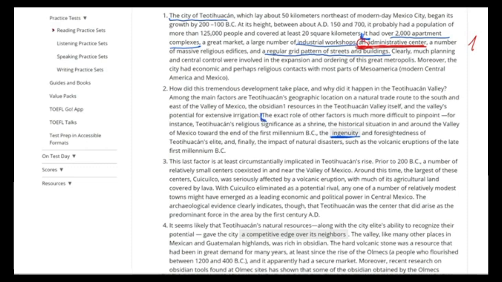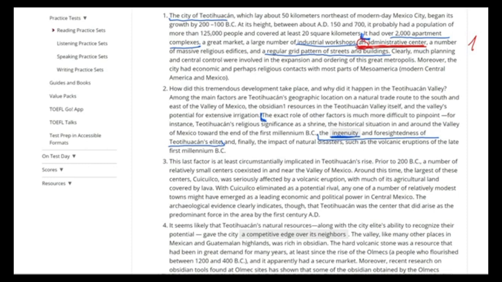What does it say? The exact role of other factors is much more difficult to pinpoint. Okay, for instance, Teotihuacan's religious significance as a shrine, the historical situation in and around the Valley of Mexico toward the end of the first millennium BC, the ingenuity and foresightedness of Teotihuacan's elite. So this is the part of this passage we are looking for. They talk about the ingenuity and foresightedness of Teotihuacan's elite, and now you have to figure out what this means. What could ingenuity mean in this context?